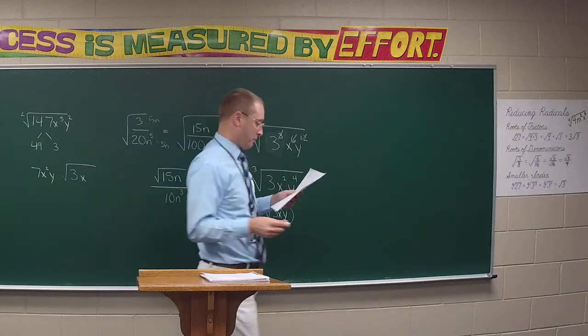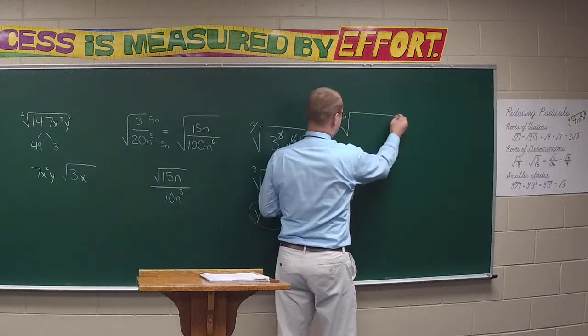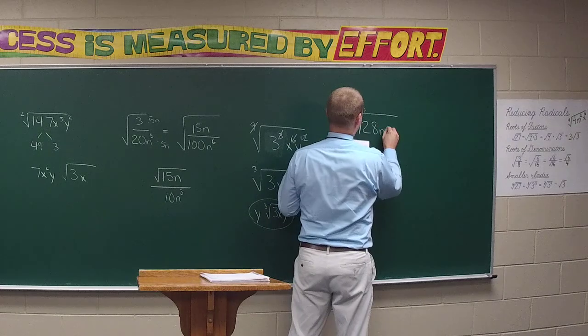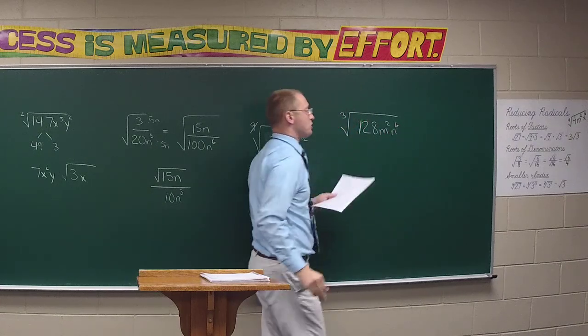Let's go down the next column here, where we had the cube root of 128m squared n to the 6th. And sometimes students will say, Mr.